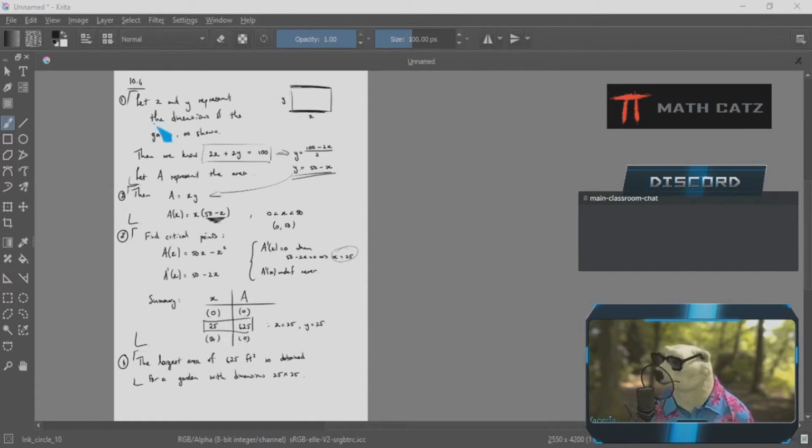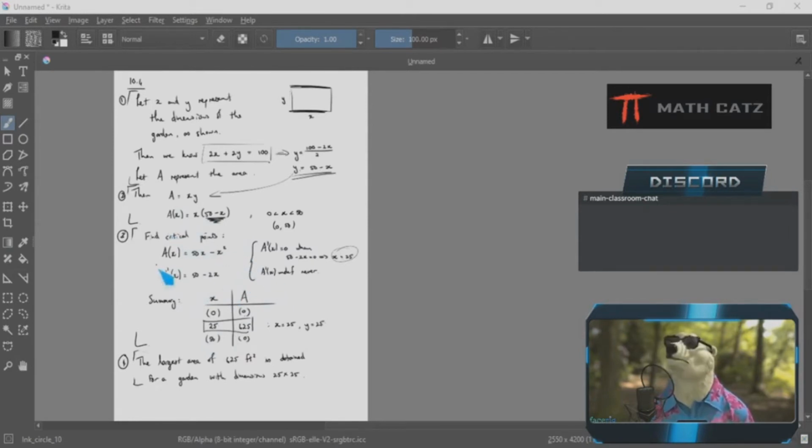Define your variables. Set up an equation or a function, depending on the situation. In this case, it's a function. Then solve what you need to solve. In this case, we're looking for the largest area.